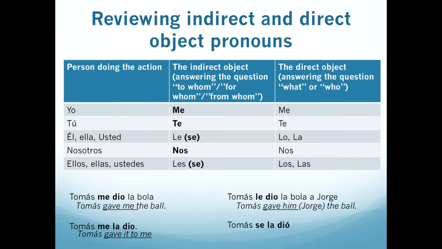Tomás se la dio. Tomás gave it to him. La is the bola. Now remember, you can't have le la. So that's why we use se la dio. And that's why it's also in the middle column in parentheses, because le has to change to se if you're using the direct object pronoun with it.